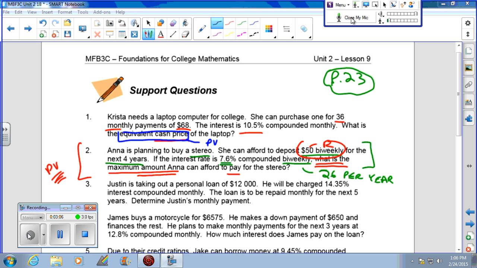Okay, so that's the whole thing about loans. We'll finish up this Anna question, the support questions on page 23. Then we'll continue on, because the opposite of a loan is something a lot of people will encounter in their life. We all borrow money at some point, usually for things that are a little too big to save up for.